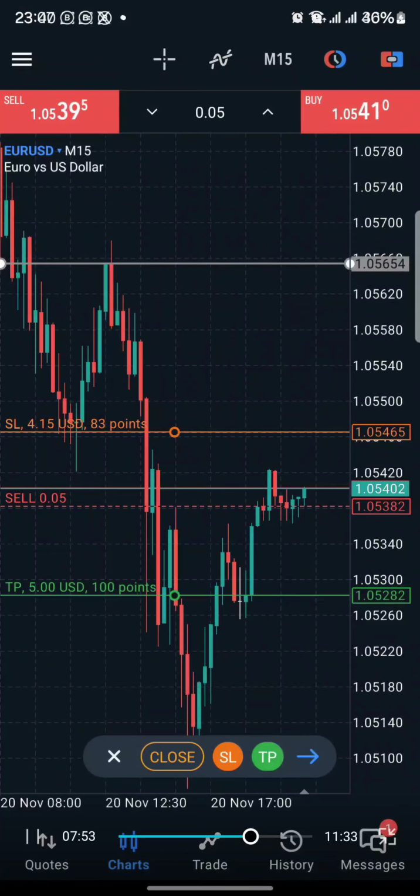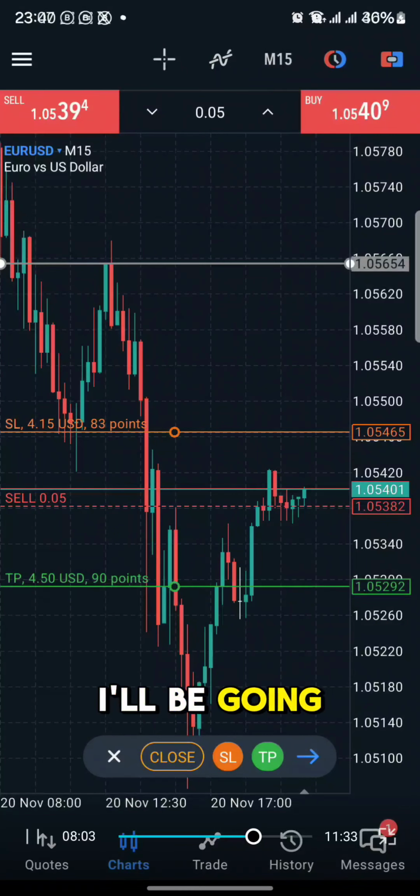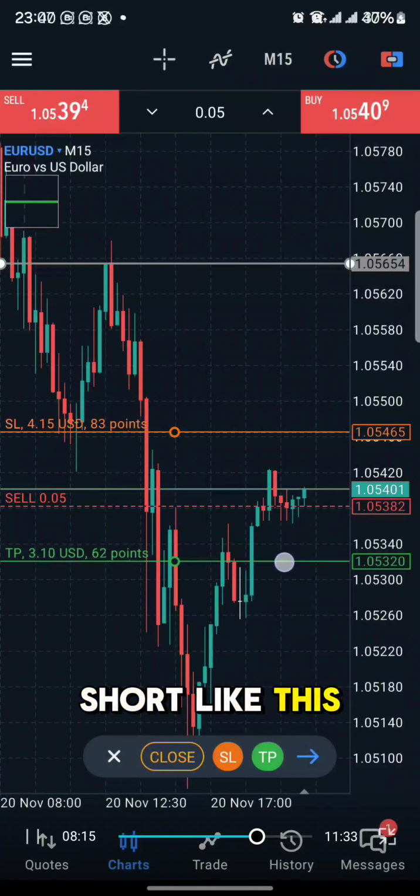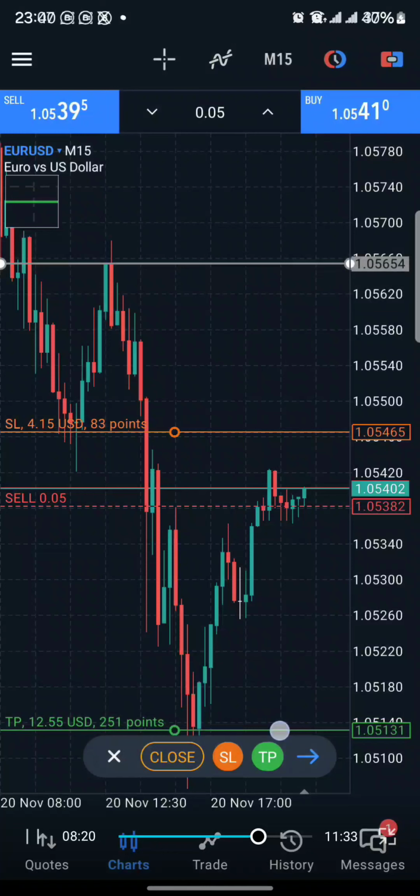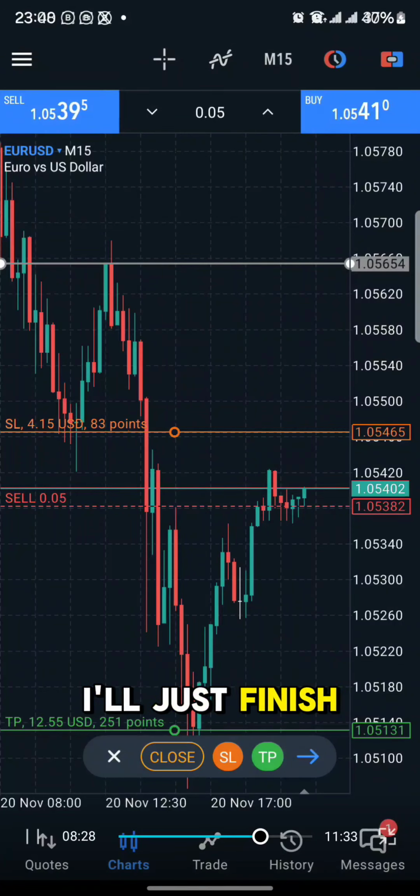It means that if I put my take profit there, if the market goes down to that level, where my green line is, I'll be closing the trade with a $4.50 profit. But the profit is not supposed to be short like this. It's supposed to be maybe, let's just say, $12.